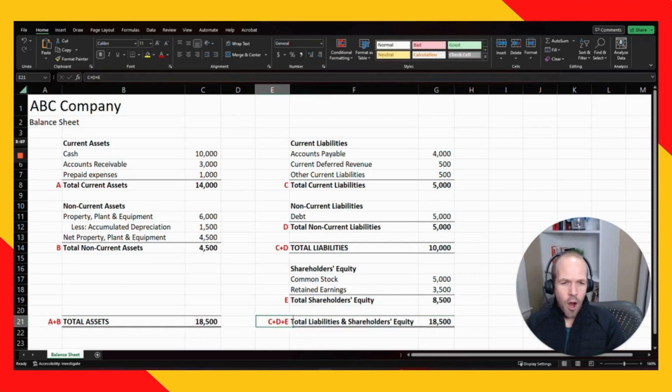Anyway, I hope that demystified the balance sheet a little bit. It is complicated, but it's less complicated than it sounds in most cases.